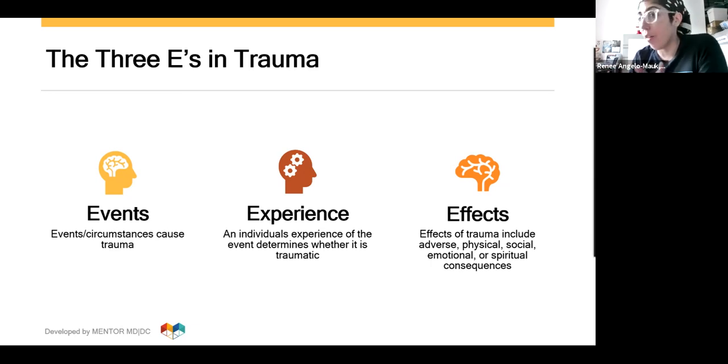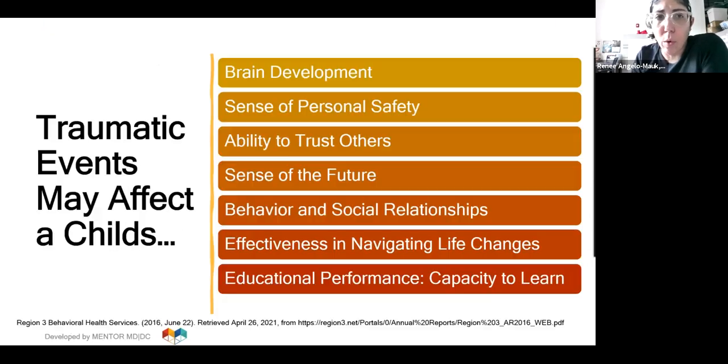And then the effects, because we're talking about youth development, and we'll go into that on the next slide. The impacts of trauma are real, and because youth are developing and changing, those impacts become even more important to know about, and for mentors to think about if they've not thought about it before.